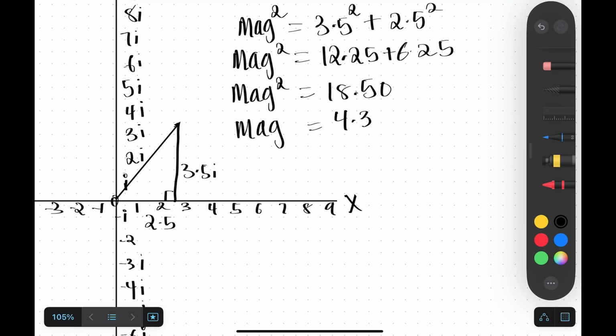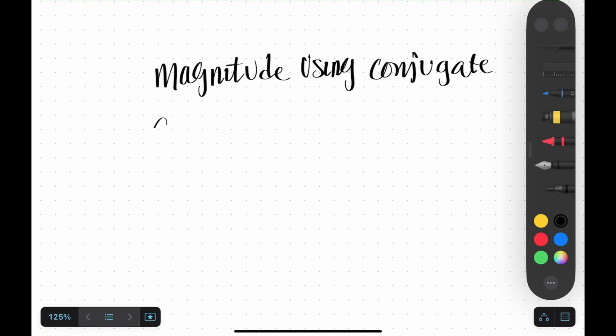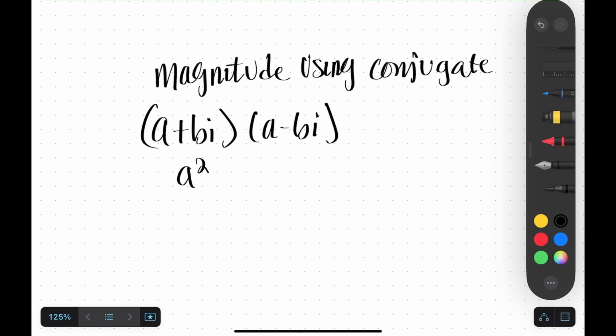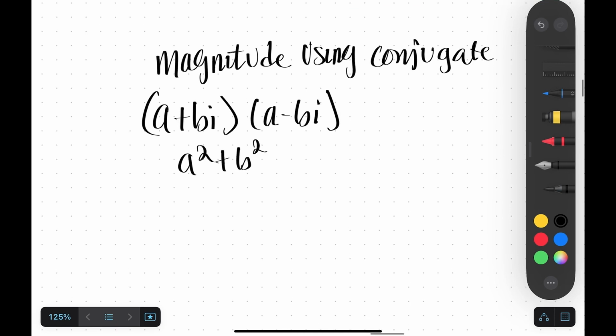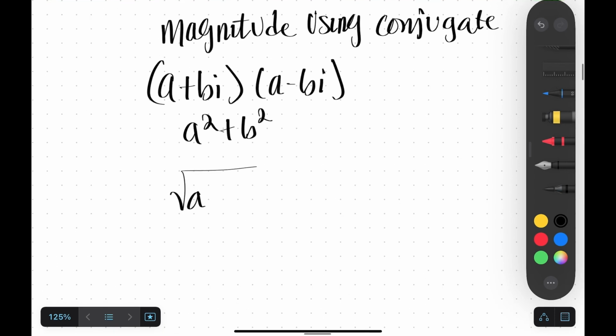Another way to find a complex number's magnitude is to use its complex conjugate. Remember that when we multiply by a number's complex conjugate, we get a squared plus b squared. Taking the square root of this also gives us the magnitude.